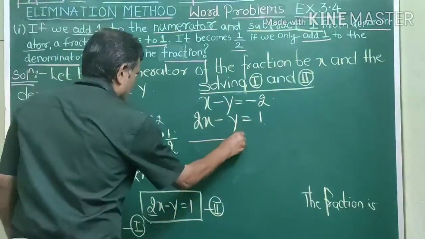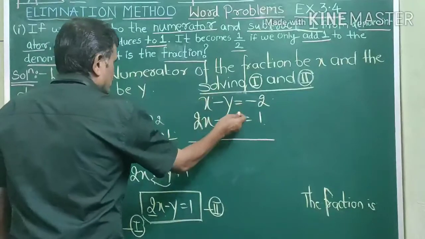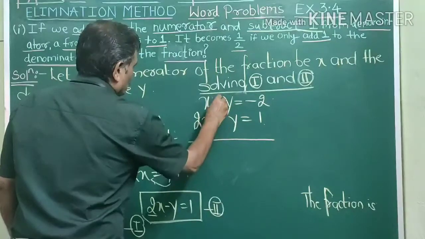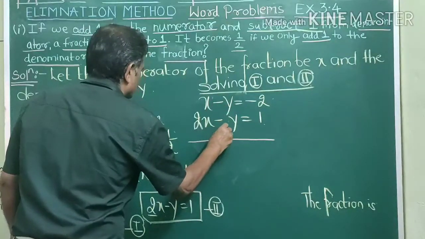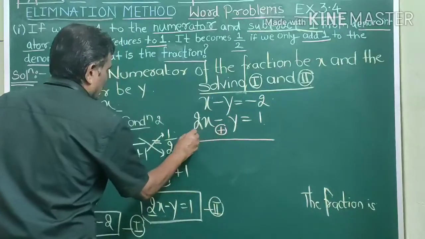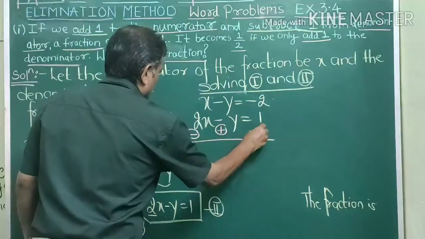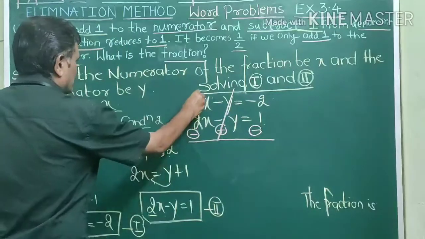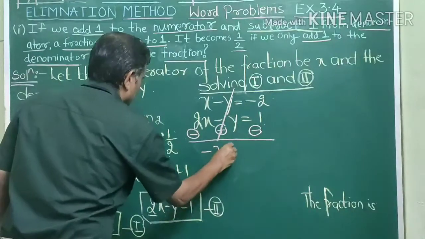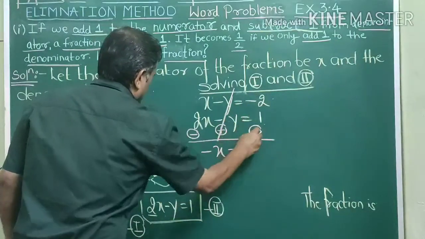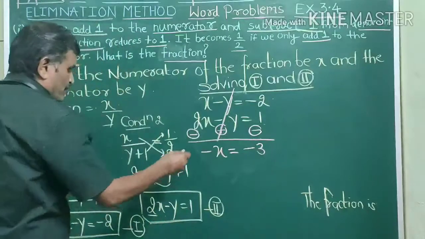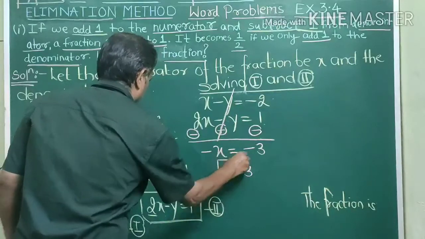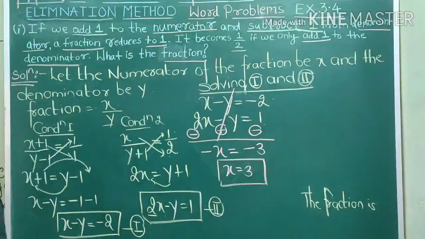The only thing required is that since y is negative here and also negative here, I want one y to be positive and one y to be negative. So I'll change the sign here, and I need to change the sign here also, and here also. So minus y and plus y will get cancelled. So x minus 2x is minus x, and minus 2 minus 1 is minus 3. If minus x is equal to minus 3, then x will be equal to 3. So children, I got the value of x.